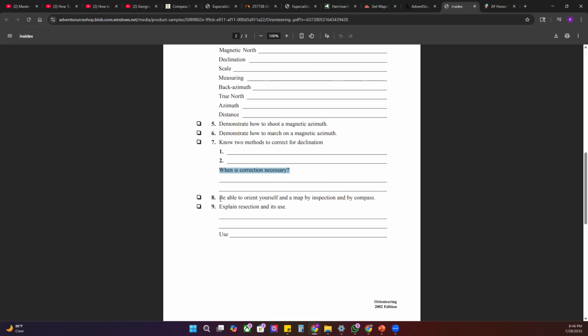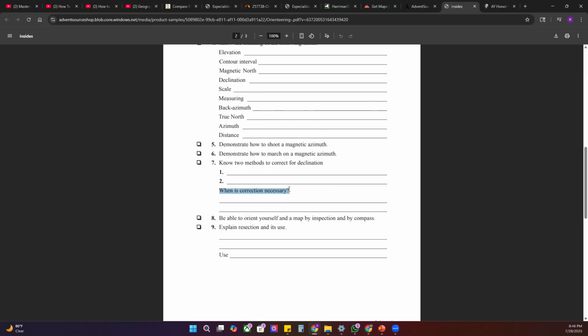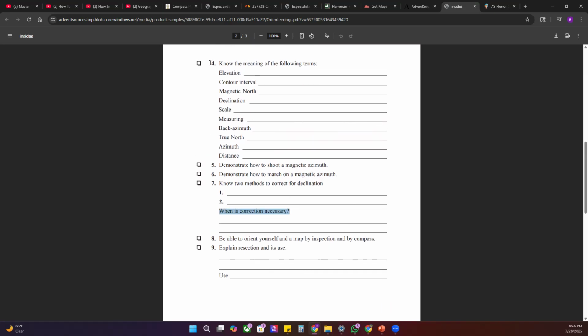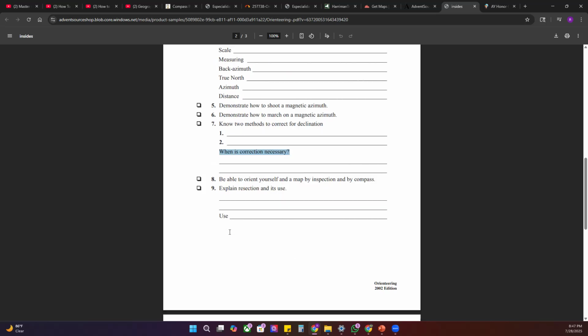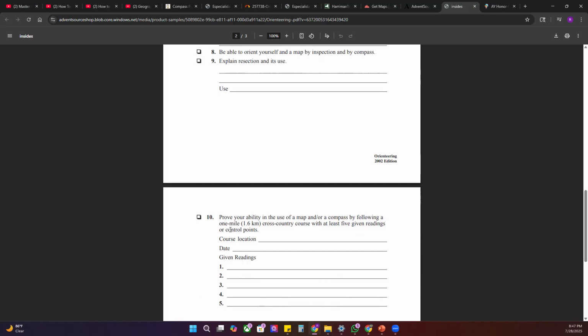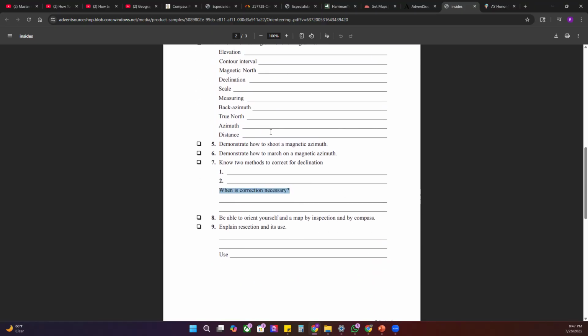Number 8, to orient yourself, is something that we're going to do in the field, and resection, we will also do in the field. So up to now, we've done all the theory, that is up to question number 4, and 5 through 10, we will do in our pre-camp session, August 10, and our wilderness camping, August 15 to the 17th.